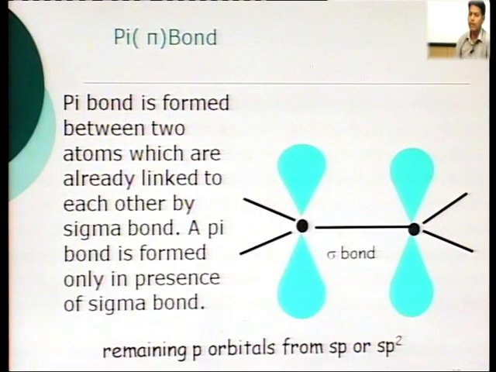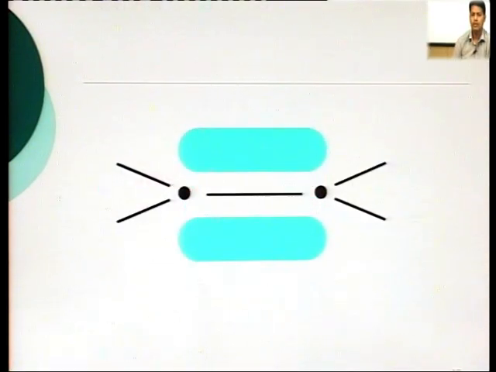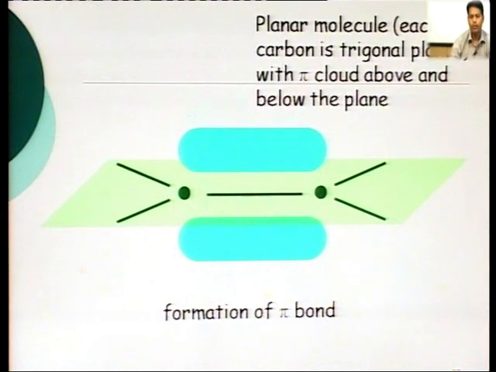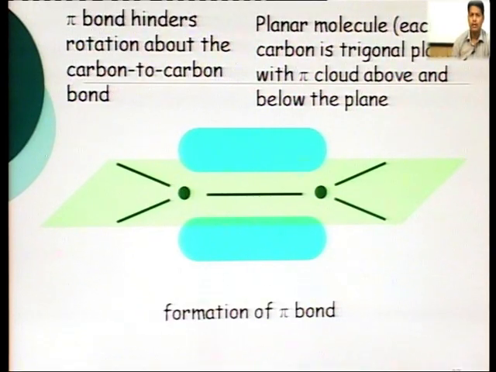The remaining p orbital is from sp or sp2. For the formation of a pi bond in planar molecules, each carbon is trigonal planar with a pi cloud above and below the plane. A pi bond hinders rotation about the carbon to carbon bond. As the carbons are linked from both sides, they cannot rotate against each other. So, a pi bond hinders rotation about the carbon to carbon bond.